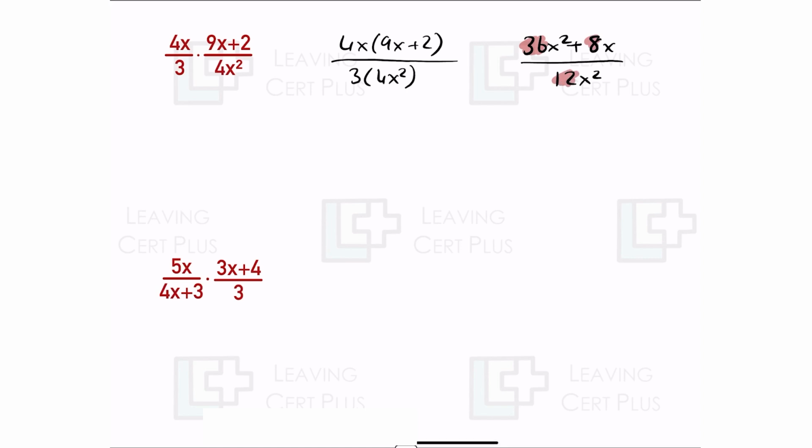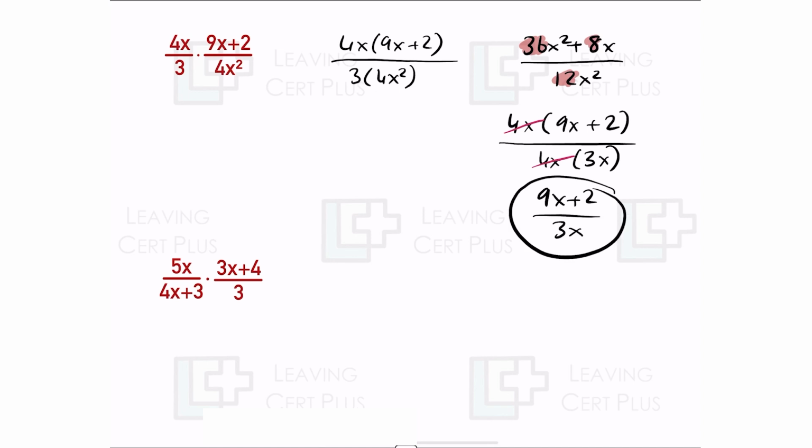So if we take out a 4x on top and the bottom, so that's going to be 9x, and then you'll have a 2. And then if we take out a 4x again, that's going to be 3x inside. So there, cancel your 4x and you will have 9x plus 2 over 3x as your simplified fraction.